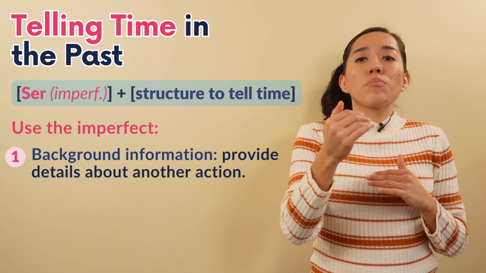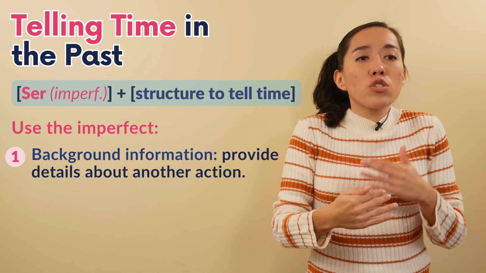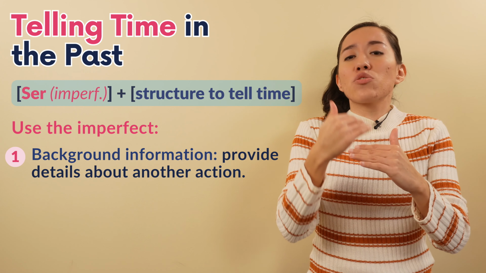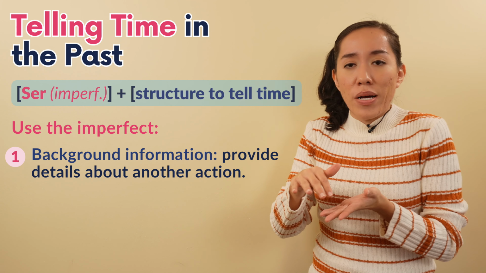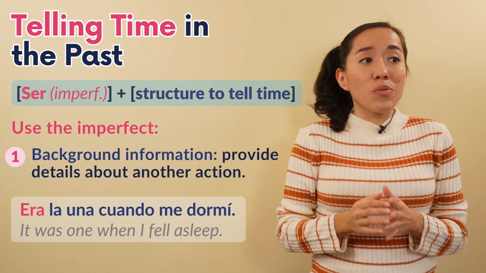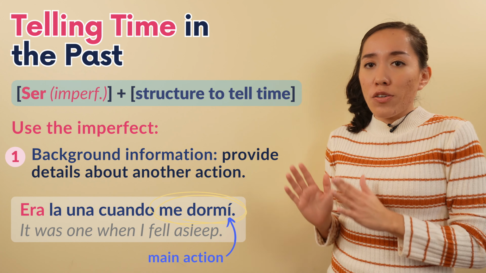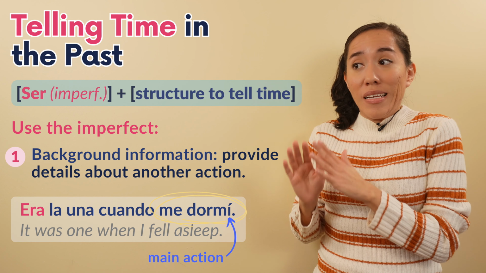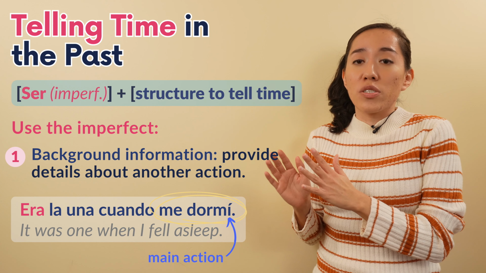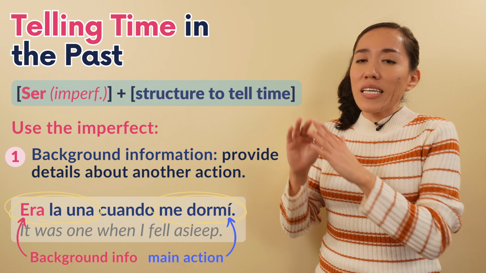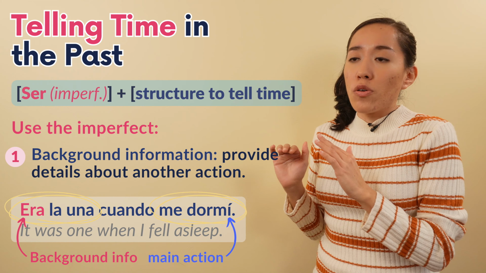We're going to use the imperfect to tell time when we're just providing background information, when the time is just an additional detail about another past action. For example, era la 1 cuando me dormí. It was 1 when I fell asleep. Notice that over here, me dormí, I fell asleep. That's my main action. That's the only action that matters, actually. And era la 1 is just additional information that helps you understand a little bit more of what happened.